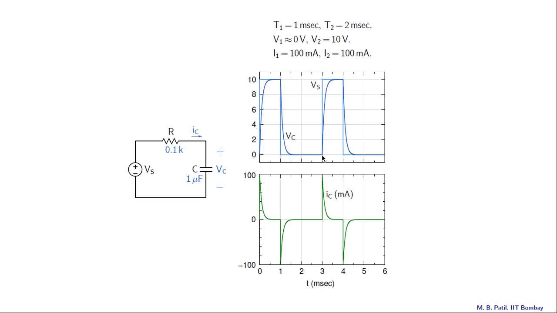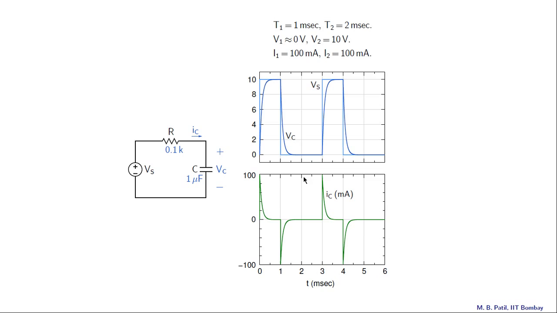And what does it mean? That means we expect the capacitor voltage to reach its final destination, 10 volts here or 0 volts here. And in fact, we don't even need to use the formulas that we have derived earlier, because we know that the capacitor is going to get charged all the way to 10 volts during the T1 phase, and we know that it's going to discharge all the way to 0 volts in the T2 phase.